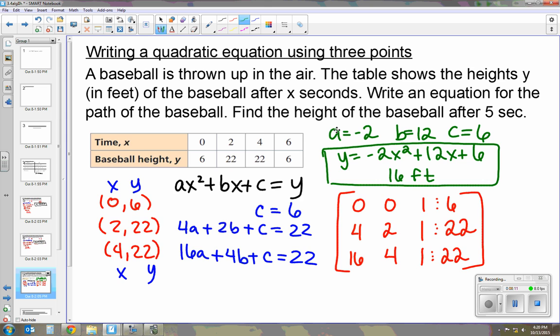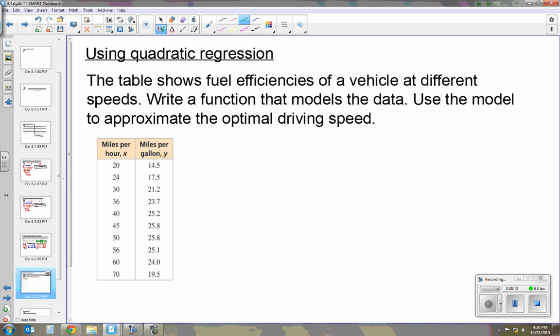Okay, I have one more example for you. This one is using quadratic regression. This sounds extremely familiar because we've done linear regression before. Quadratic regression has the same steps as linear regression, except that instead of pushing linreg, we're going to push quadreg. So it's the same steps. I'm going to show you what these steps are in case you've forgotten.